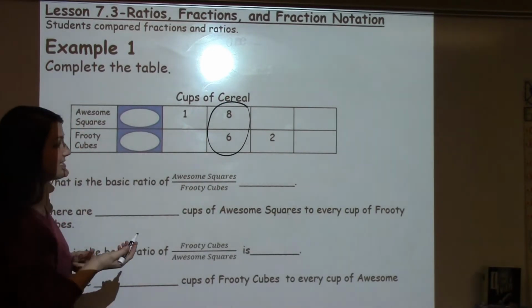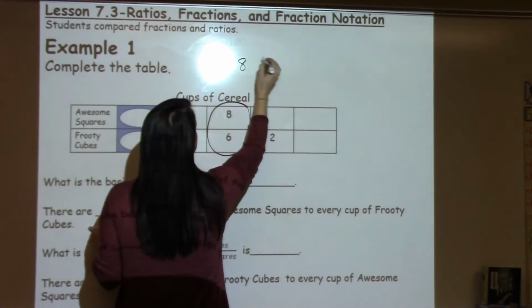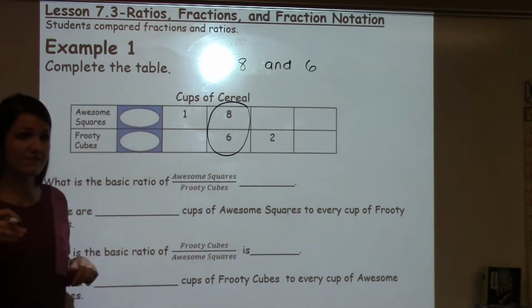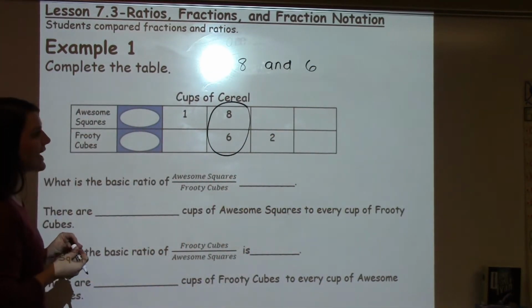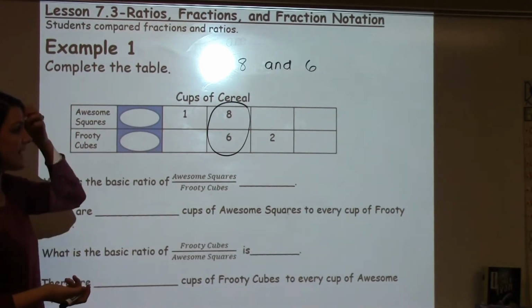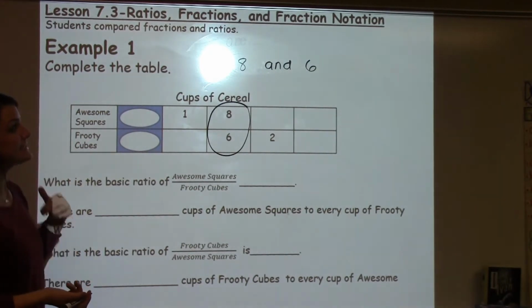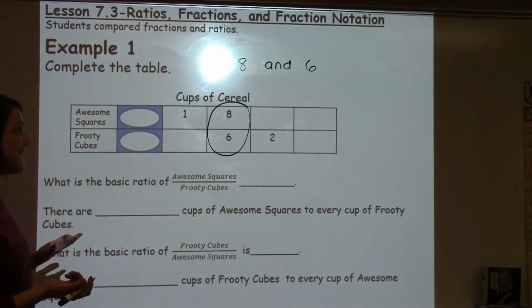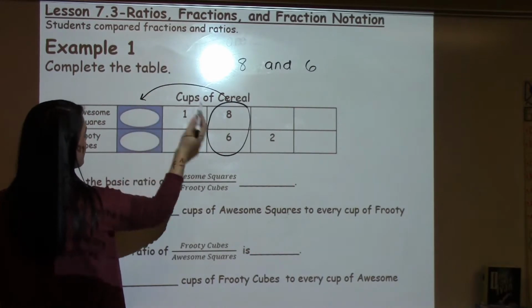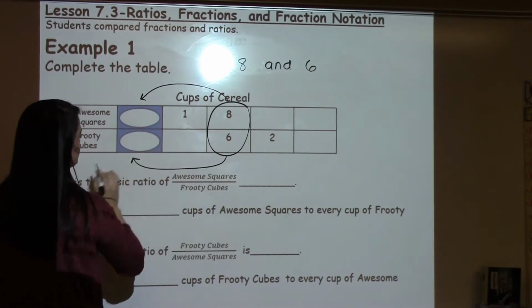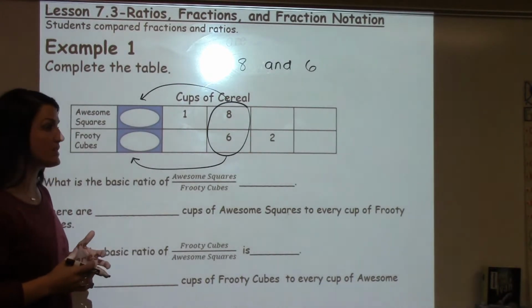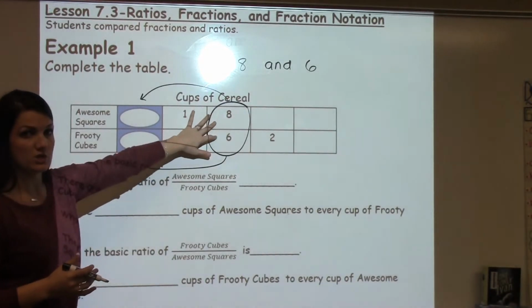So again, we have 8 and 6. When I think about the numbers 8 and 6, I want to think first about what they have in common. When I think about what factors they have in common, 2 comes to mind, because when I count by 2s, I can get to 6, and when I count by 2s, I can also get to 8. So that information is going to help me make my basic ratio, because a basic ratio is the smallest whole number that you can make with those two ratio numbers.